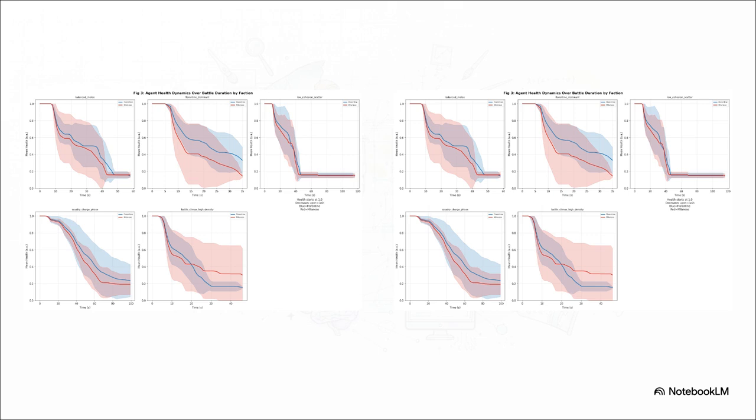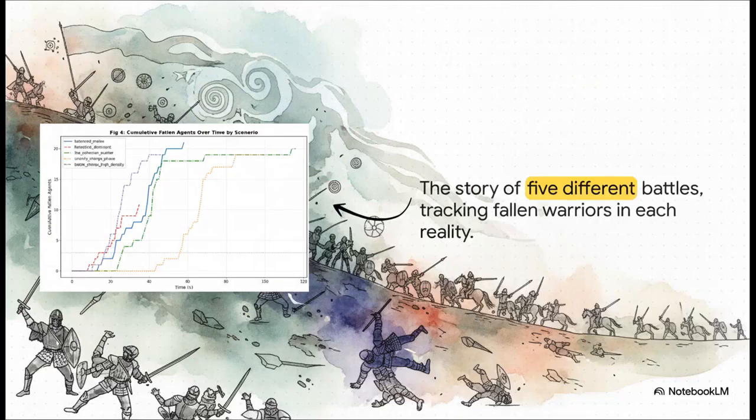But now, look at the graph on the right. In this scenario, we made the Florentines more dominant, and just watch that red Milanese line plummet. We are literally watching a Florentine victory unfold right there in the data. And this graph puts 5 different alternate realities of the battle, all on one chart. Each of those colored lines is a different what-if scenario, tracking how many warriors have fallen over time.